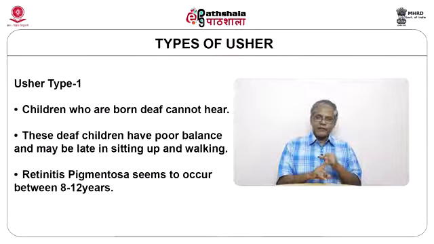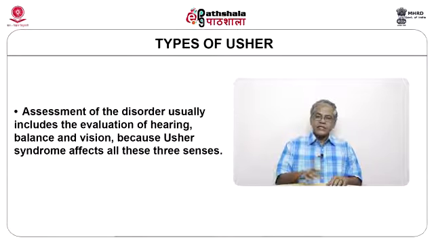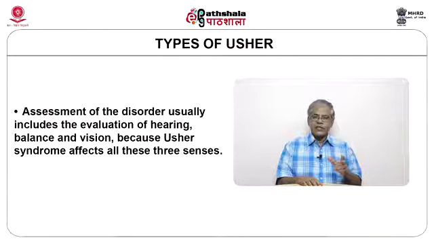There are mainly three types of Usher. Let me mention the different types of Usher. Usher type 1: children who are born deaf cannot hear. These deaf children have poor balance and may be late in sitting up and walking. Retinitis pigmentosa seems to occur between 8 to 12 years. Assessment of the disorder usually includes the evaluation of hearing, balance and vision, because Usher syndrome affects all these three senses.